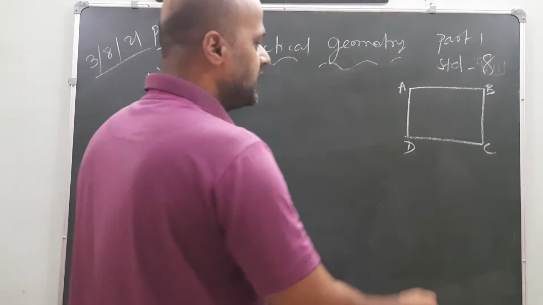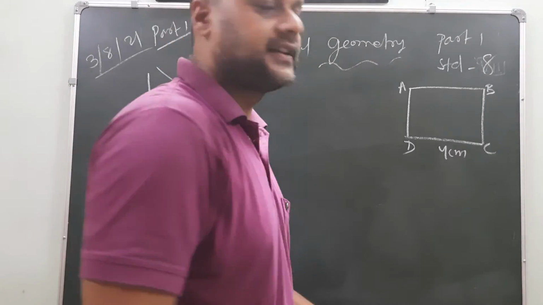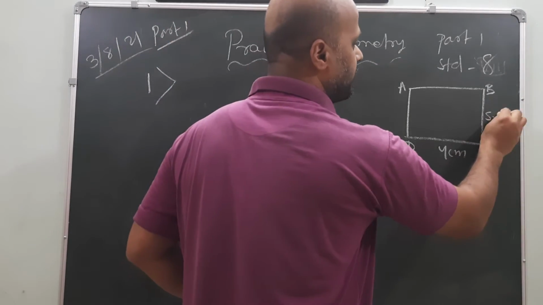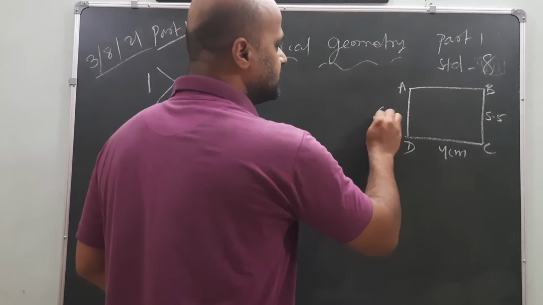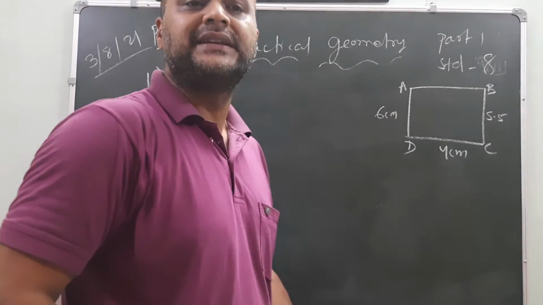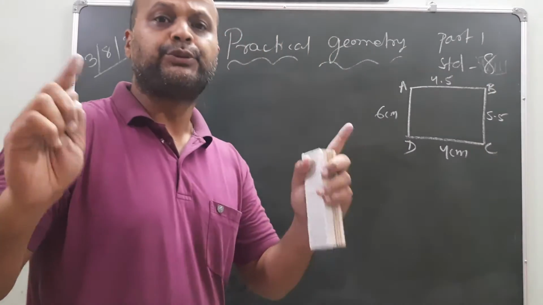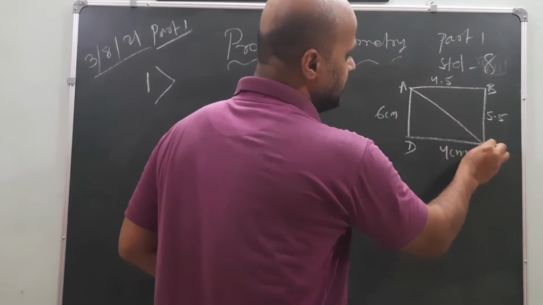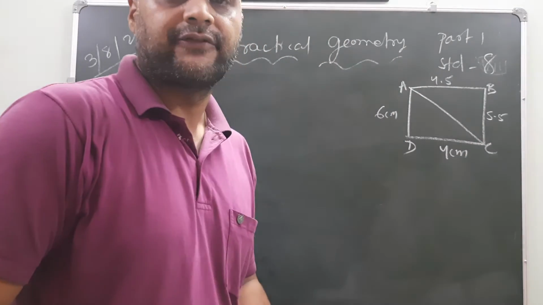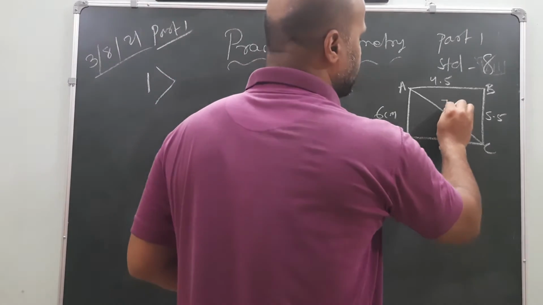Here it is saying that CD is 4 centimeter. Now it is saying that BC is 5.5 centimeter. Yes or no? Now AD is 6 centimeter. And what is the value of AB? AB is 4.5. Here an important thing is there. Here it is saying that AC is how much, my dear friends? It is 7 centimeter.